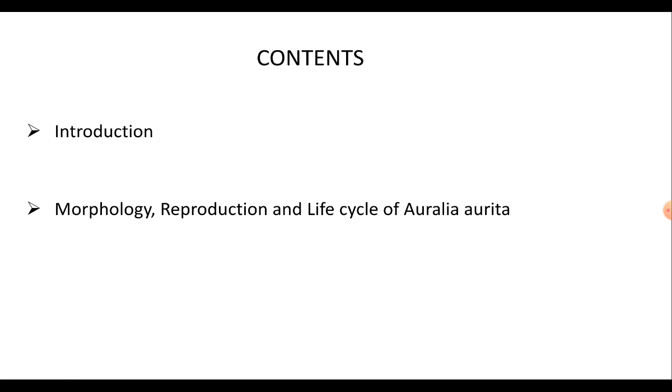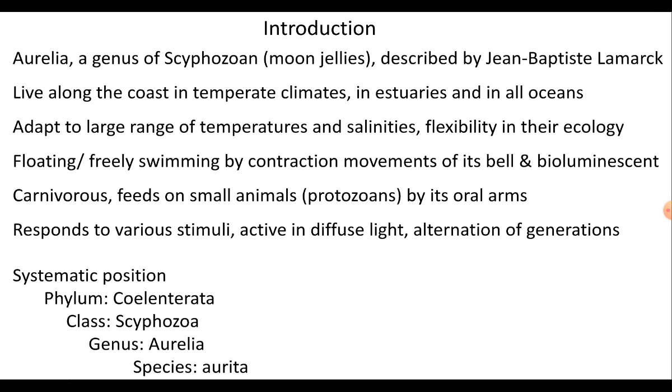The contents of today's session include an introduction to Aurelia aurita and a detailed study of its external morphology as well as reproduction and life cycle. Aurelia is a genus of Scyphozoan, first described by Jean-Baptiste Lamarck, where this genus includes about 13 known species and one among them is Aurelia aurita.